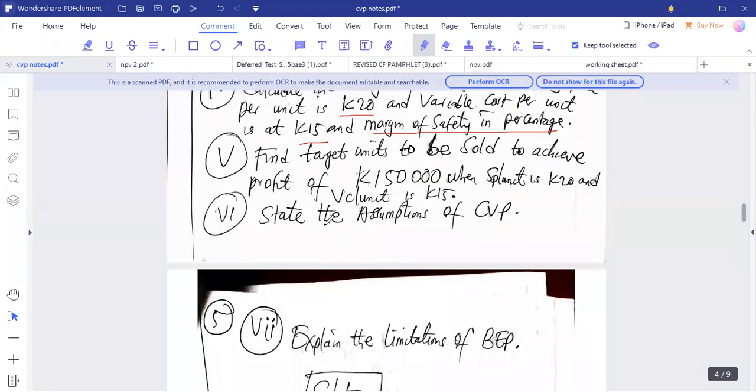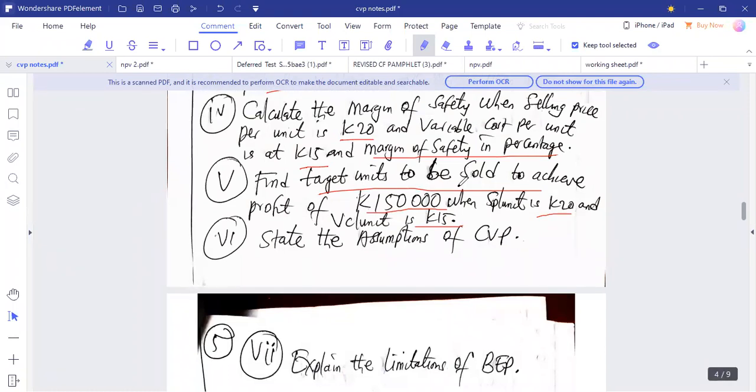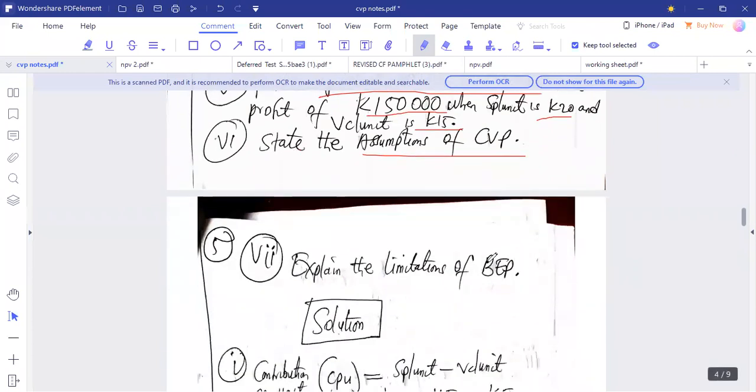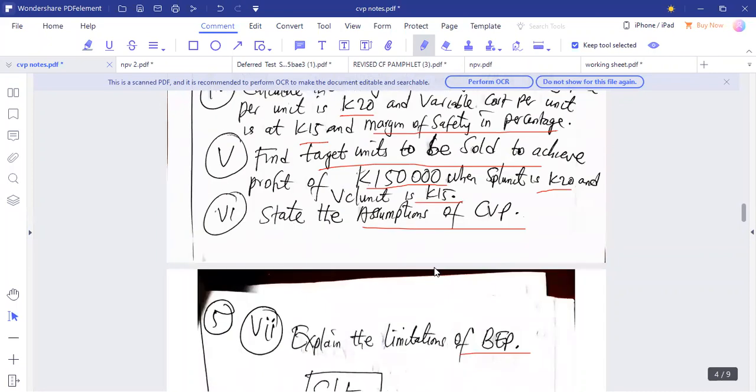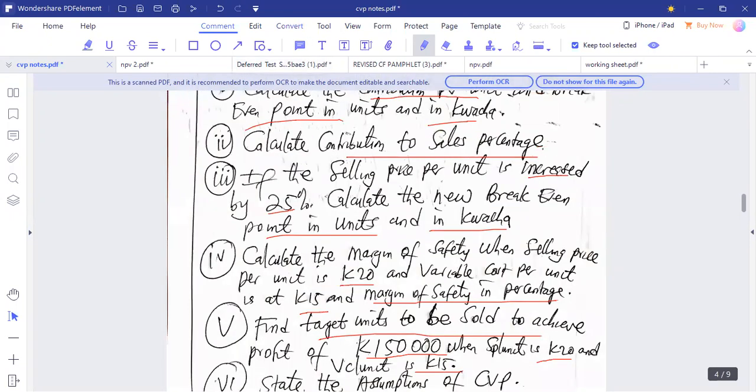Then find the target units to be sold to achieve profit of 150,000 when the selling price is at 20 kwacha and the variable cost is at 15 kwacha. State the assumptions of CVP. Explain the limitations of the BEP. So these ones, they are already explained, the assumptions of CVP and the limitations of BEP. So now we can start answering the first part of the question.